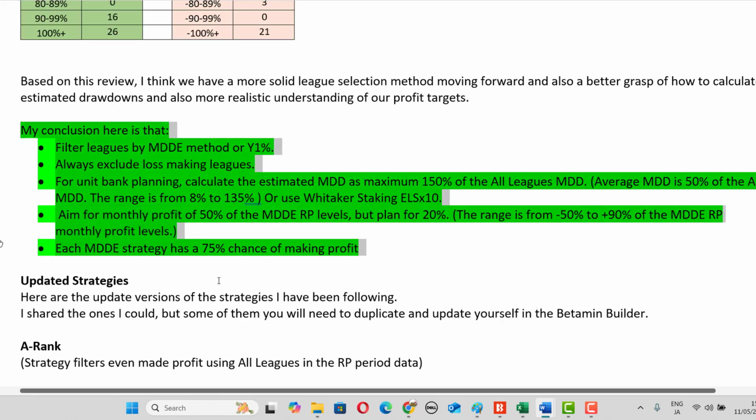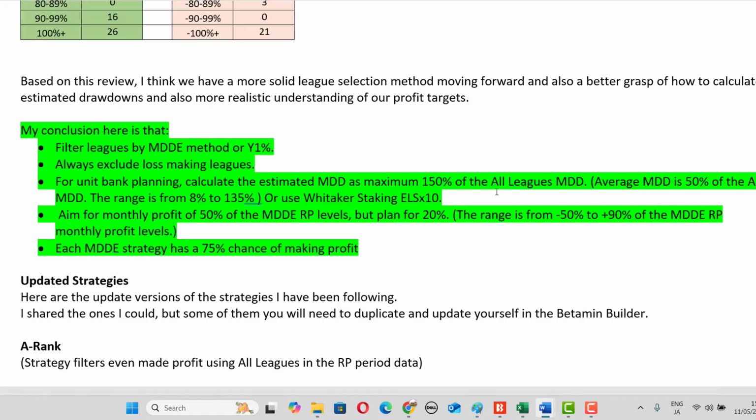So my conclusion here is this. Filter leagues by the MDDE method, always exclude loss-making leagues, and for planning your banks, calculate the estimated maximum drawdown as a maximum 150% of the All Leagues MDD. So even though we're going to use the MDDE method for league selection, always look at the unfiltered leagues, all the leagues together, and whatever that maximum drawdown is, times 1.5, you could use that as your absolute worst case scenario, super conservative maximum possible drawdown, 150%.